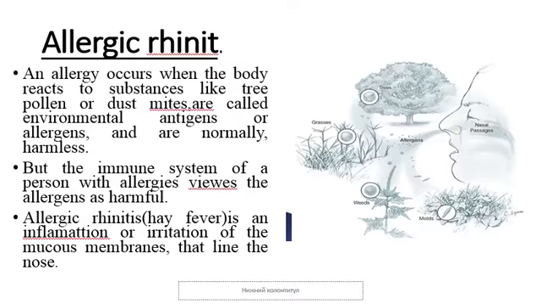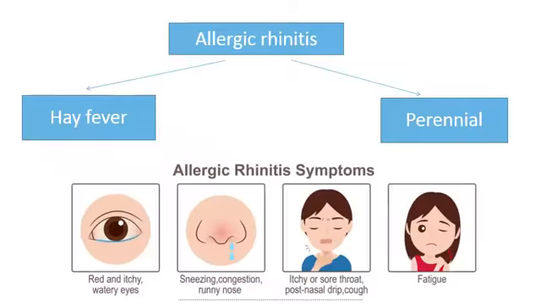Allergic rhinitis is an inflammation or irritation of the mucous membranes lining the nose. An allergy occurs when the body reacts to substances like tree pollen or dust mites, called environmental antigens or allergens, which are normally harmless, but the immune system of a person with allergies views the allergens as harmful. Allergic rhinitis is also divided into hay fever and perennial. Hay fever is seasonal allergic rhinitis, and in perennial the symptoms occur all year.